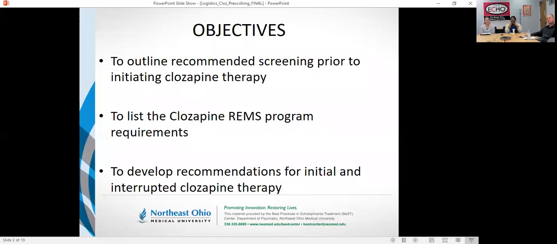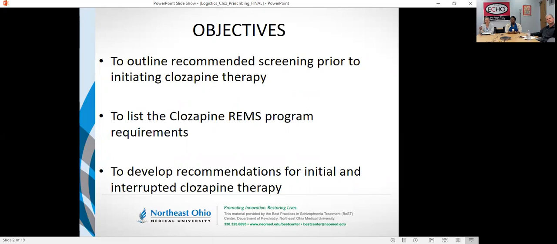So objective-wise, we're going to outline the recommended screening prior to initiating clozapine therapy. We're going to list the requirements and some information directly from the REMS programs. And we're going to develop some recommendations for both initial therapy as well as interrupted therapy, both for monitoring as well as for dosing, because there are some patient-specific considerations there.